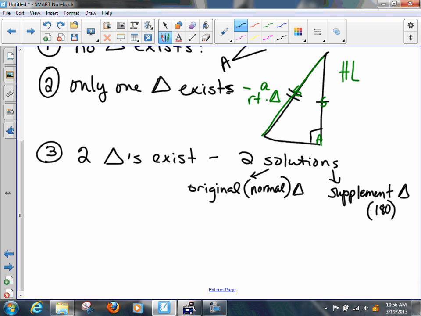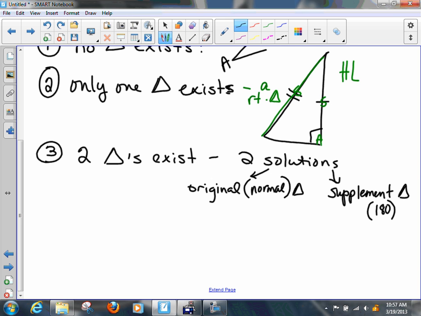Supplement has to do with supplementary angles, okay? If I were to tell you, hey, here's a 30-degree angle, what's the measure of its supplement? 150. How'd you get that? You subtracted 180 minus 30, and you found its supplement to be 150. That's kind of what we're going to do here, okay?